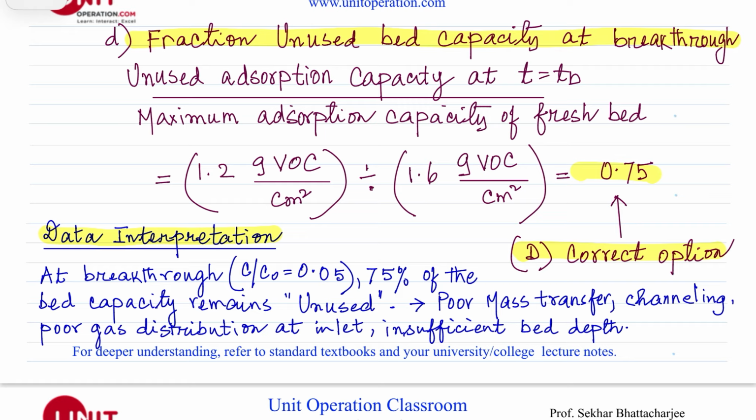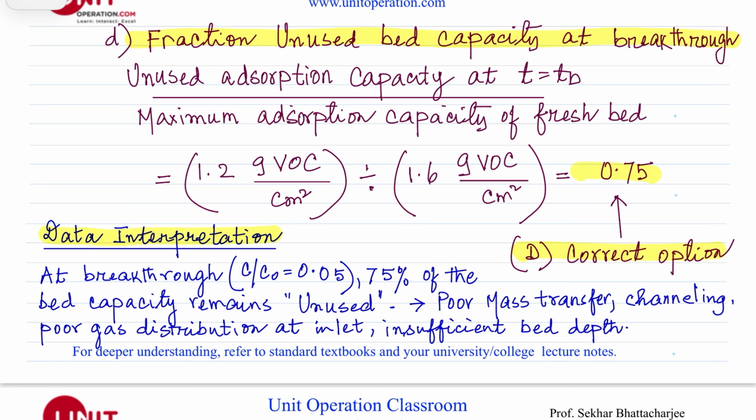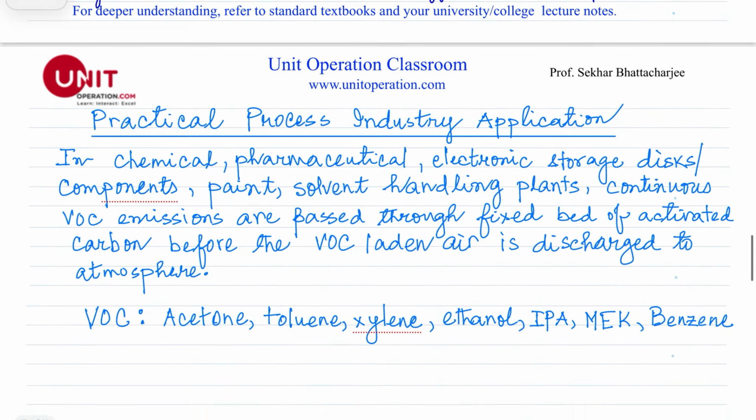So how do we interpret this data? It says at breakthrough, that means when C by C0 is 0.05, according to the given definition in the problem, 75% of the bed capacity remains unused. Of course, even after that, there'll still be absorption, but the outlet concentration will now keep on increasing after breakthrough. So what could be the problem? It could be poor mass transfer. It could be a channeling problem. It could be poor gas distribution at the inlet. It could be insufficient bed depth, whatever. So that has to be seen by the engineer.